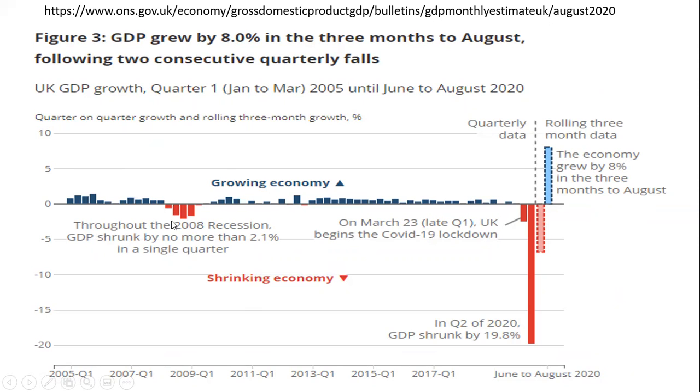So there was a big recession here in 2008. But during that recession, GDP shrunk by no more than 2.1% in a quarter, which at the time seemed really bad. Then we get to 2020, and in one quarter, in quarter two, GDP goes down by just about 20%. So that's an absolutely unprecedented decline. To give you a scale of reference, in the Great Depression of the 1930s, GDP fell by about 25% over the course of 4 years, between 1929 and 1933. So to fall by 20% in 1 quarter is very severe.